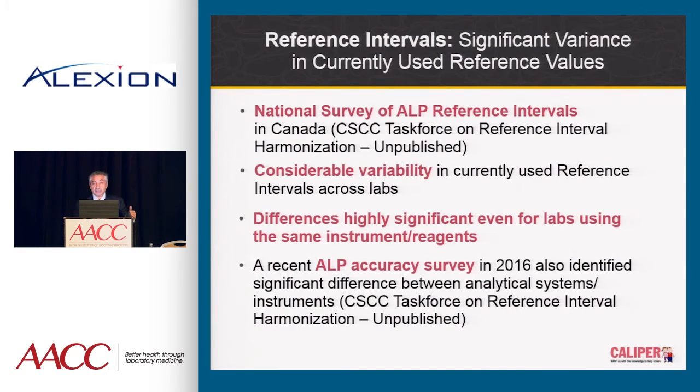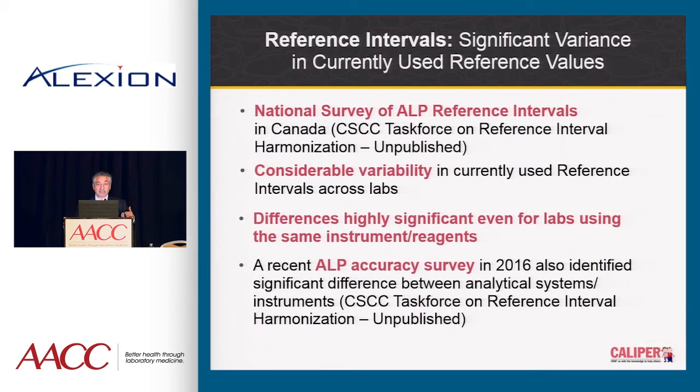Now, we recently did a survey in Canada, and I wanted to show you the result of the survey to highlight that we have a problem as we speak. This survey was done in May of this year, so it's very new. It was done through a task force we have put together called the CSCC, the Canadian Society of Clinical Chemists task force on reference intervals. We wanted to try to harmonize reference intervals across Canada.